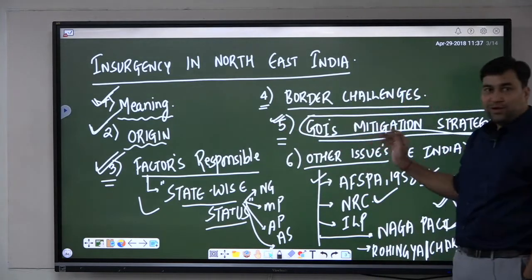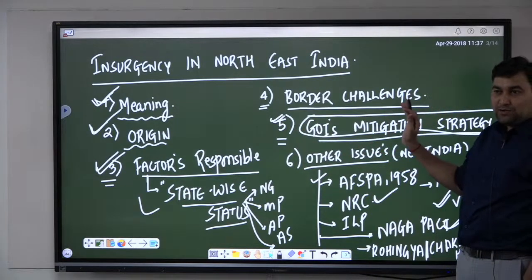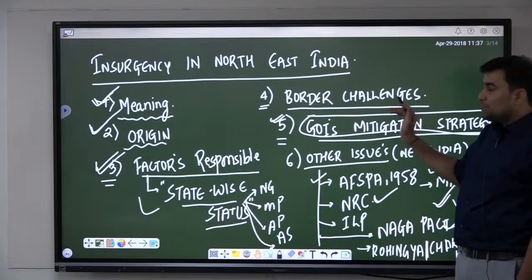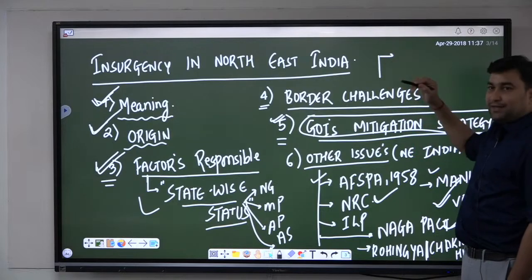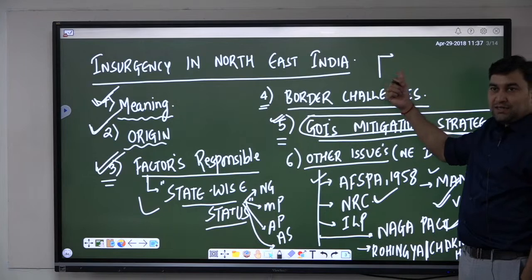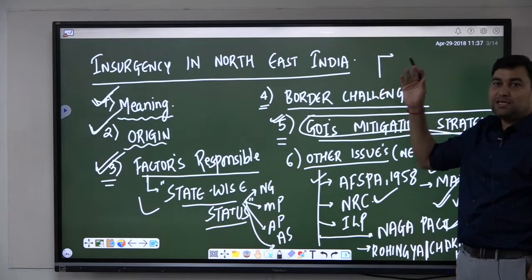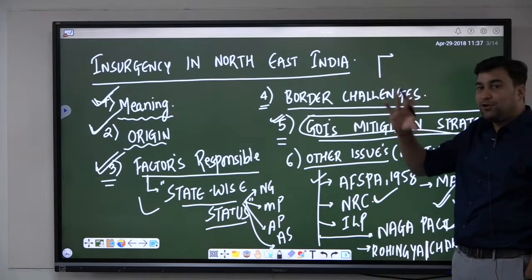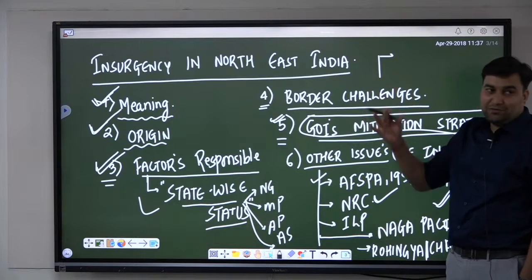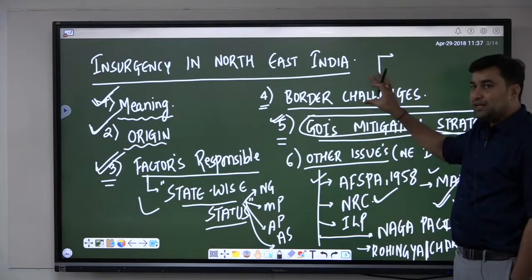Because border challenges we have seen. What are the border challenges with respect to insurgency? The boundaries are rugged terrain, porous boundaries, difficult geographic terrain, difficult to keep the surveillance, ethnic linkages across the borders, which promotes easy infiltration, etc. These are the challenges that we have seen.